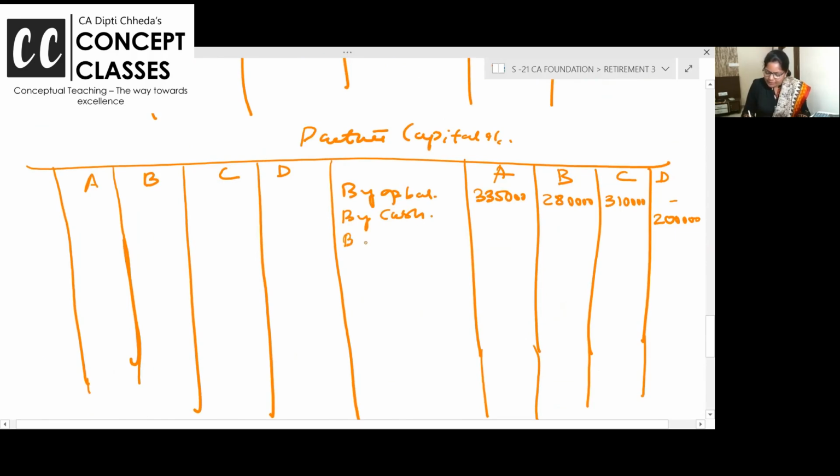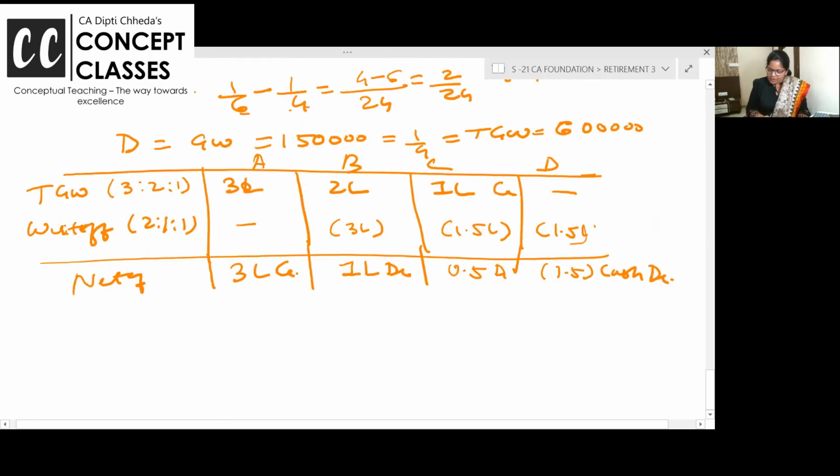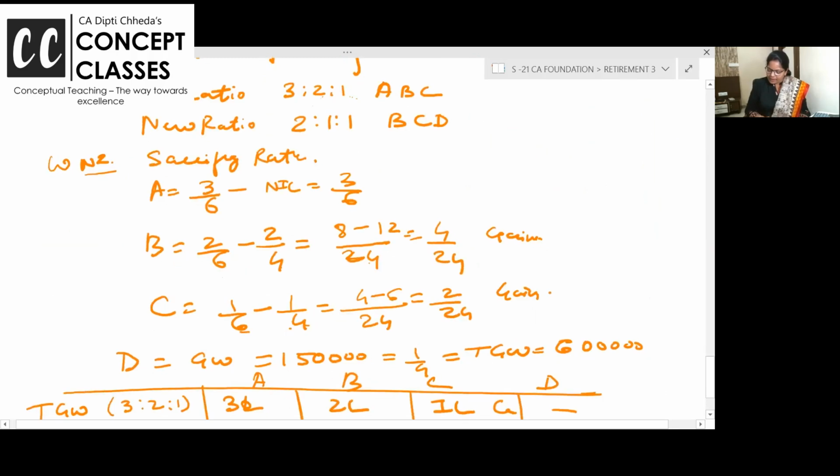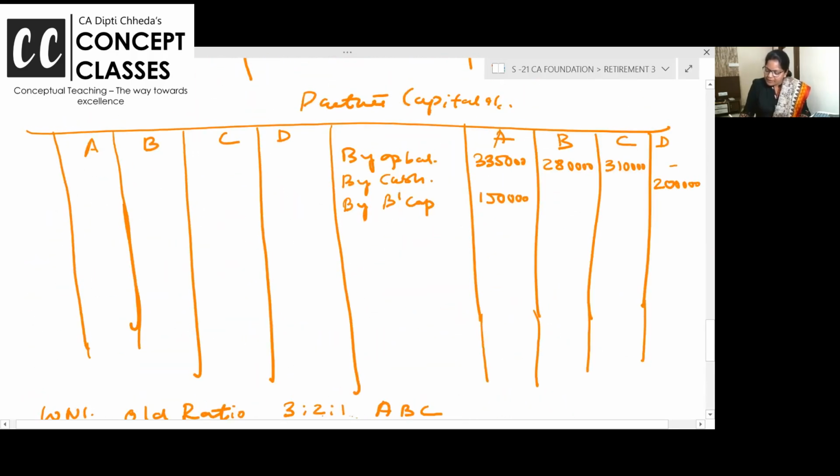A has to be given goodwill. Who will give how much? I forgot the amount of B and C. By B's capital account, only 1 lakh. By C's capital account, 50,000. And by cash, premium for goodwill, 1,50,000. A, you are going, take 3 lakh goodwill. 1,50,000 and D is getting.